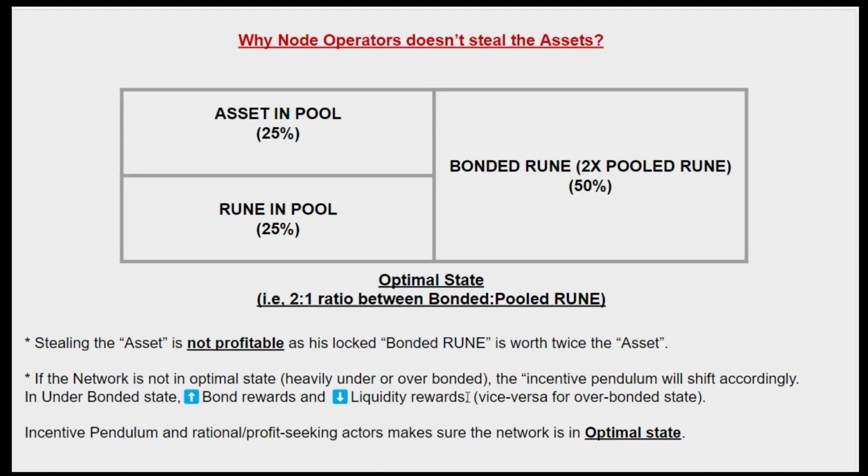And both these actions help in bringing the network back to its 2:1 ratio between bonded rune and pooled rune, and the network comes back to its optimal state. So we can say that incentive pendulum and rational or profit seeking actors make sure the network is always in an optimal state and the funds are economically secured in the network.